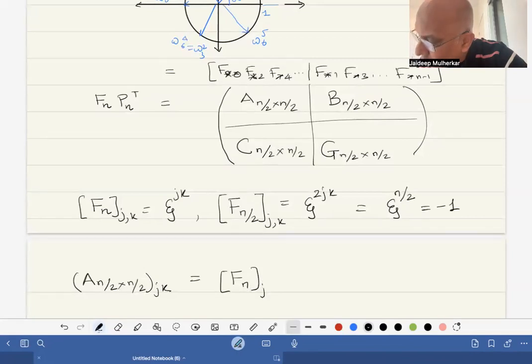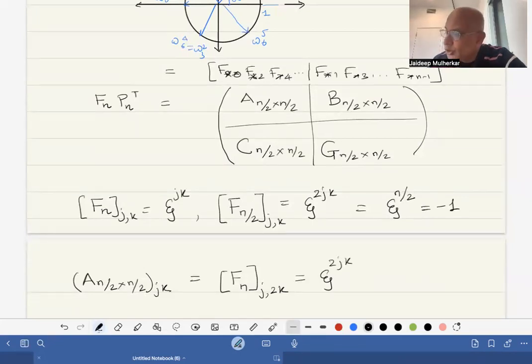So this is going to be Fn over 2, jk. Sorry, this is Fn of j comma 2k, right? Because we have exchanged the columns. So this is going to be eta to the 2jk, which, as I said before, is going to be Fn over 2 jk. Okay, so this part we have just shown.